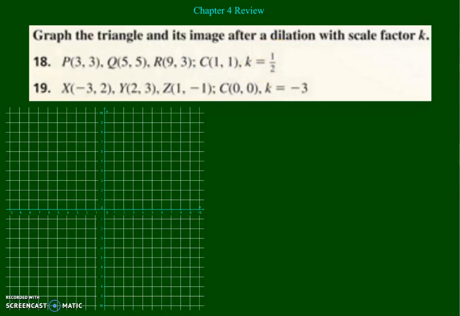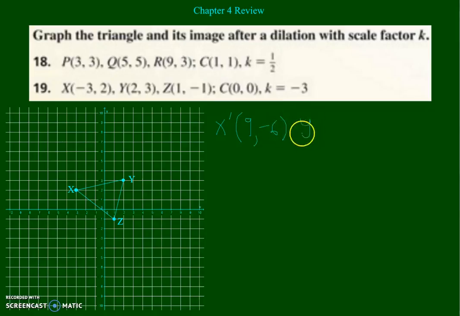So let's go ahead and get started, and let's take a look at what we have here. So here is our triangle, X, Y, and Z. The points are -3, 2, 2, 3, and 1, -1. So our dilated image, let's call this one X prime, is going to be -3 times -3. -3 times -3 is 9. And -2 times -3 is -6.